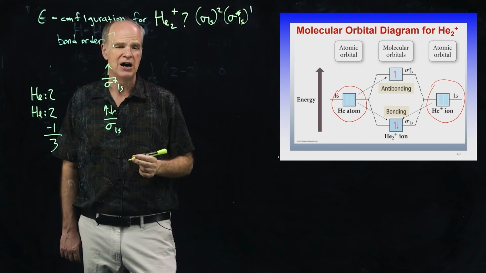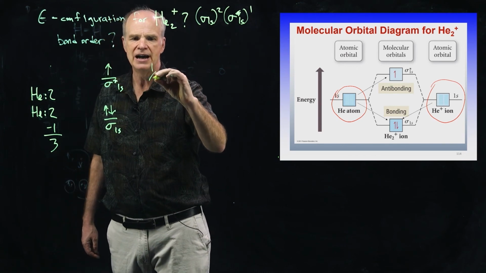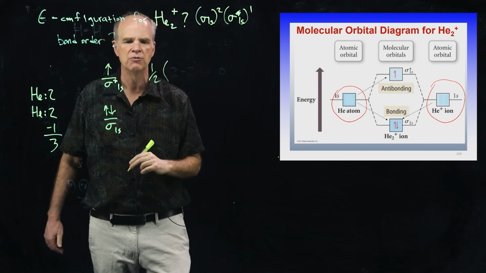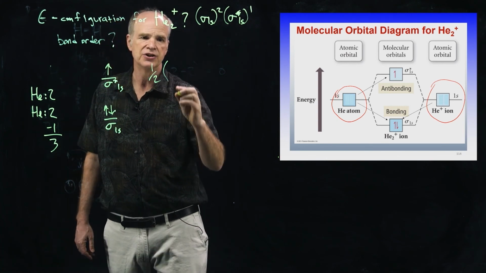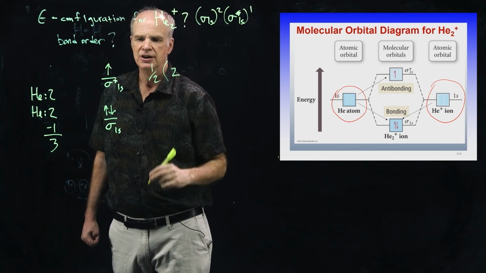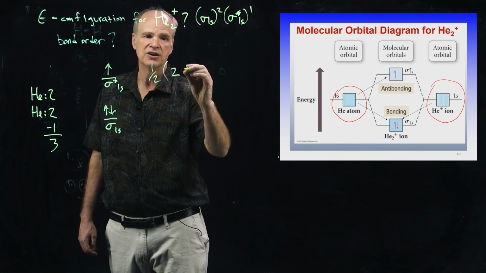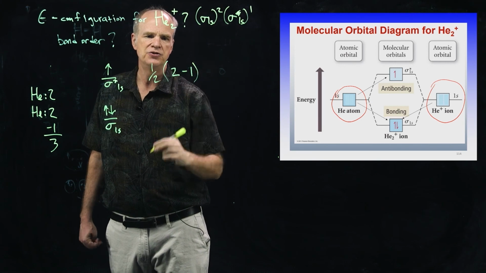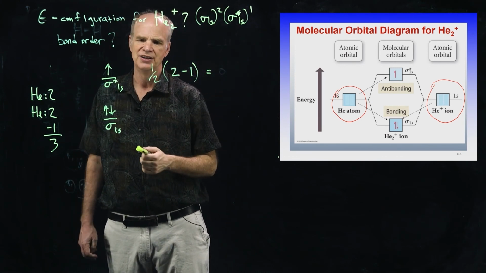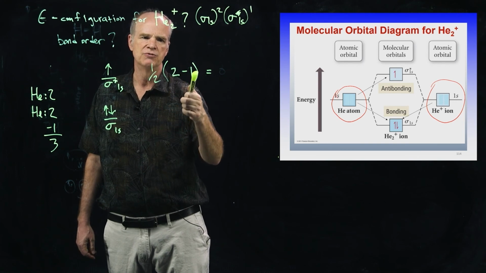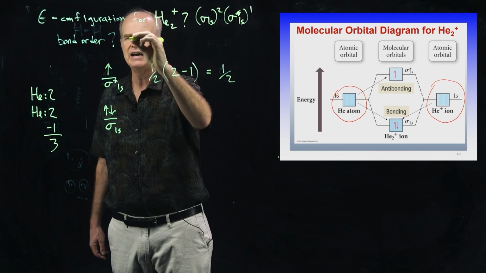Now, what is the bond order for this molecular ion? It's going to be 1/2 times the number of bonding electrons, which is 2, minus the number of antibonding electrons, which is 1. If you do that calculation, it's 2 minus 1, which is 1, times 1/2. The bond order should be 1/2.